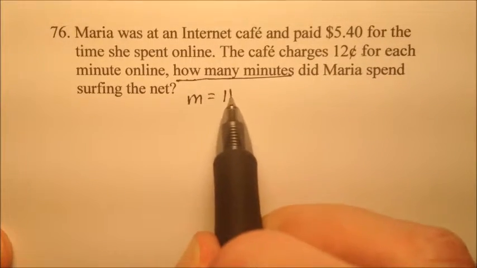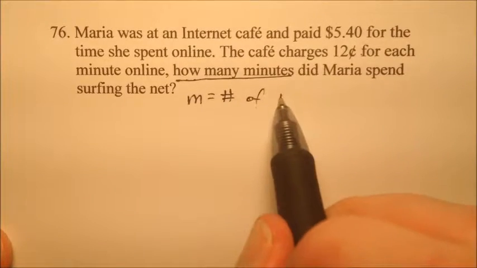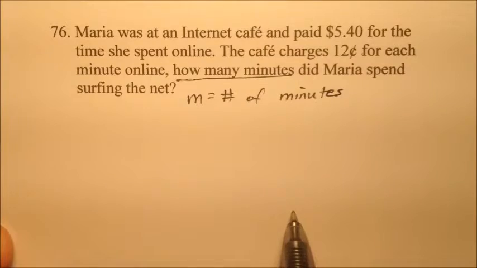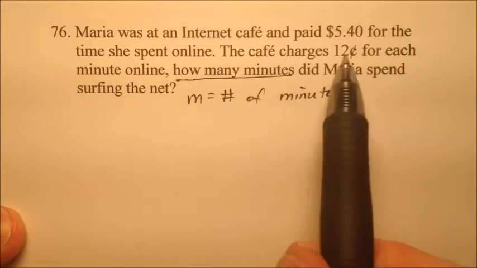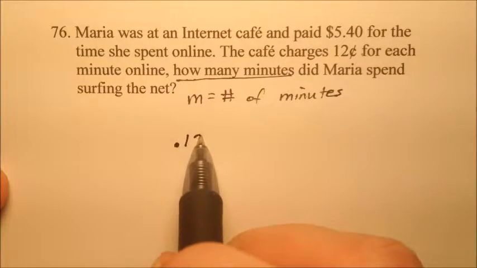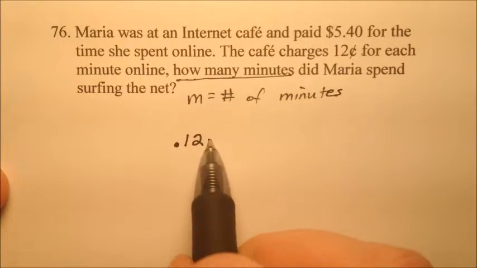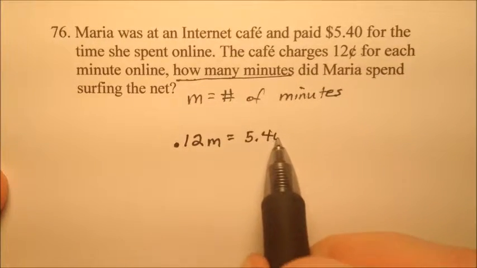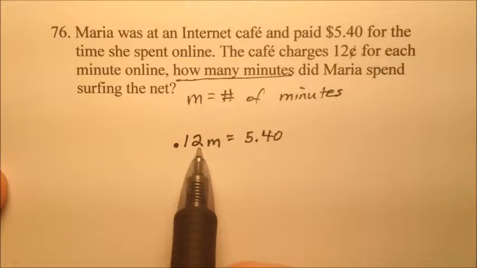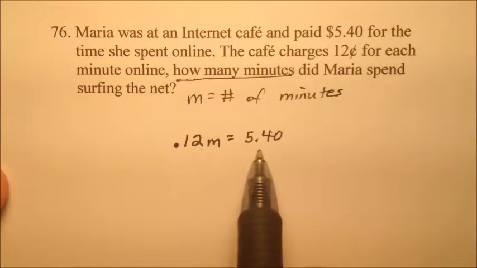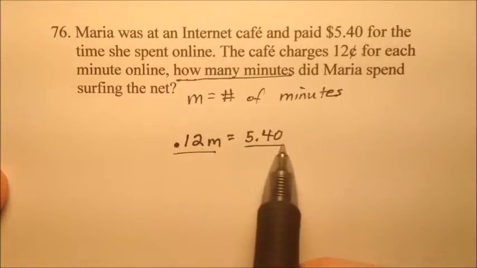So M equals number of minutes, because we're looking for the number of minutes that Maria spent online at the cafe. Okay, so it's 12 cents for each minute online. We're going to make these cents into a dollar, so 0.12 times the number of minutes will give us a total of 5.40. So 12 cents per minute times the number of minutes equals the total bill, which was $5.40. So it looks like just a simple one-step equation.